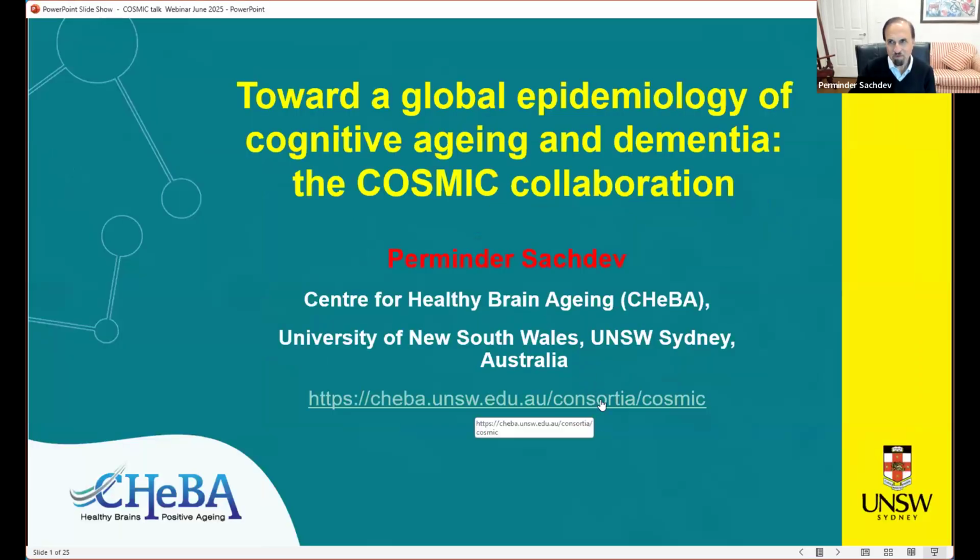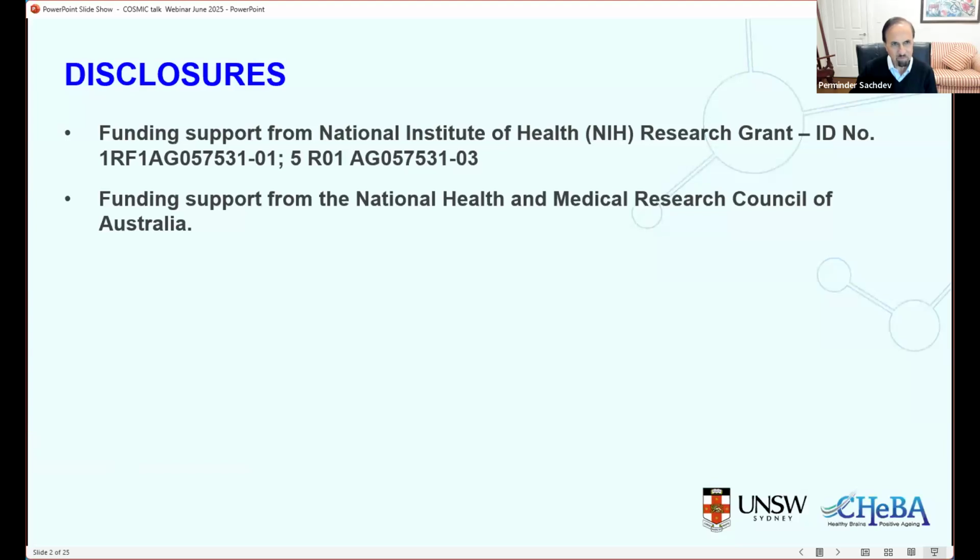Essentially what we're trying to do is to develop a global epidemiology of cognitive aging and dementia. I would like to acknowledge the support we have received from the National Institute of Health, two grants starting in 2017, and also from the NHMRC in Australia.